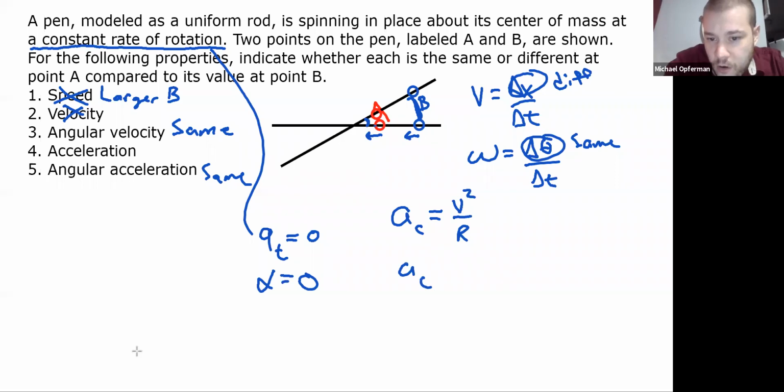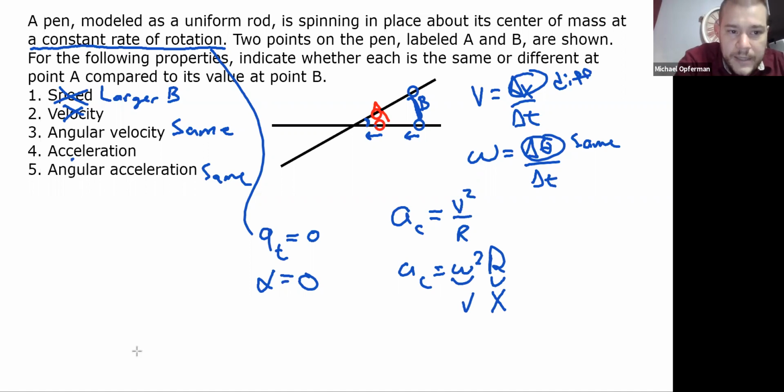Or if you prefer, an even clearer way to do it is that centripetal acceleration is omega squared r. Omega is the same, but r is different. So therefore, the centripetal acceleration is different. So acceleration is not the same because the centripetal part is not the same. But the angular acceleration is the same, and the tangential acceleration is also the same because those are 0.